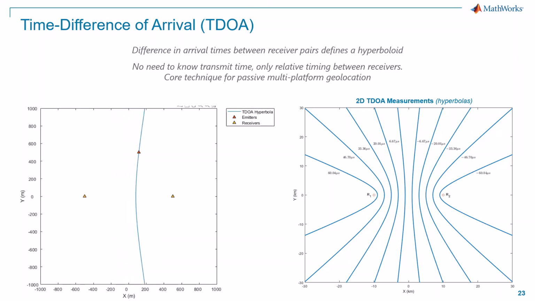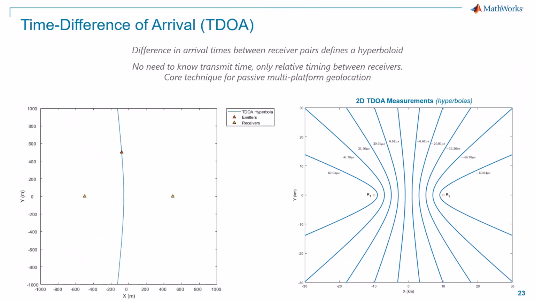TDOA is the workhorse of passive geolocation and the most relevant technique for this audience. The principle, the difference in arrival times between two receivers, defines a hyperboloid of possible emitter locations. On the left, a single TDOA measurement. The emitter lies somewhere on that hyperbola. On the right, the family of hyperbolas for different time difference values between a receiver pair, labeled in microseconds.